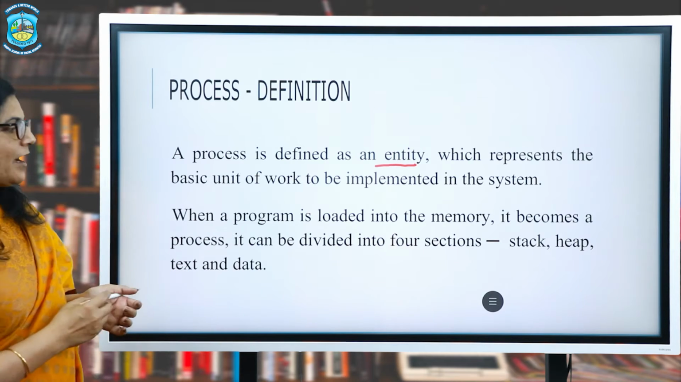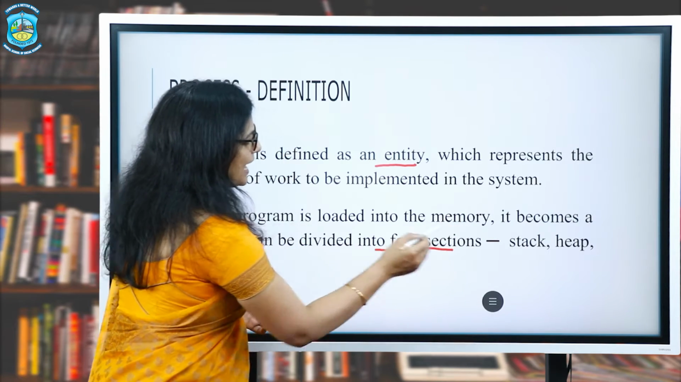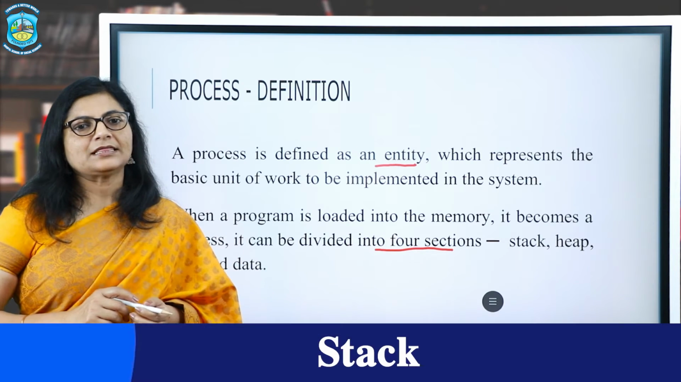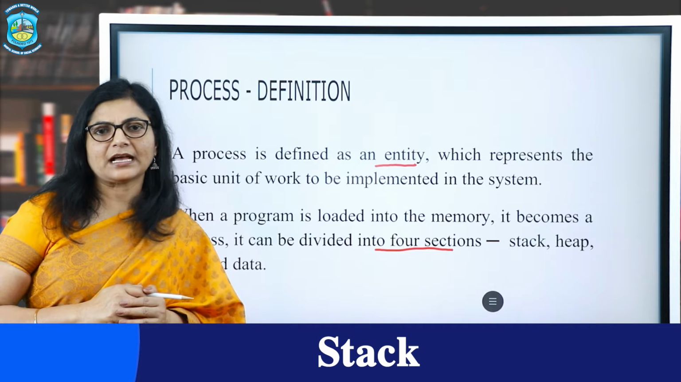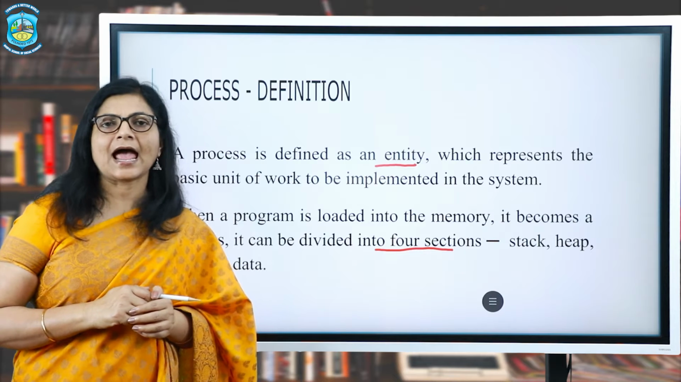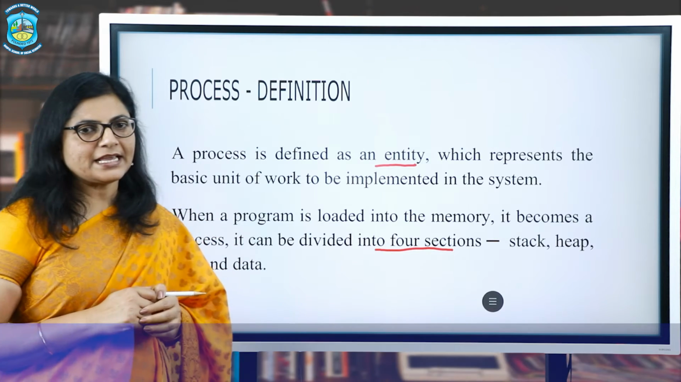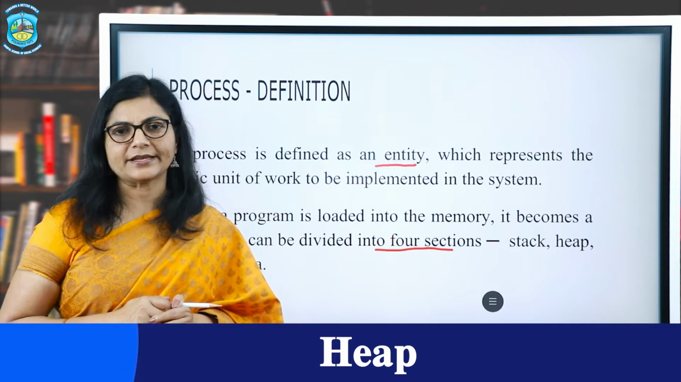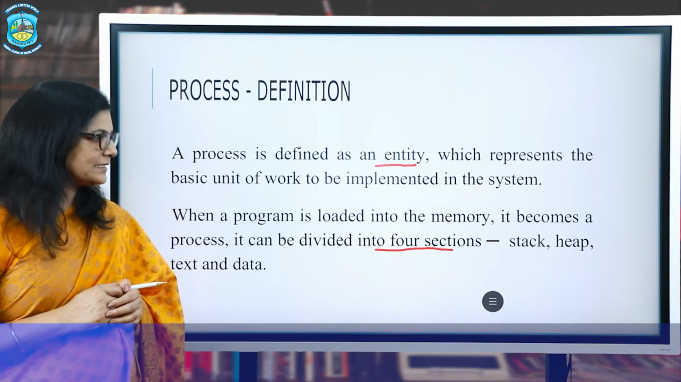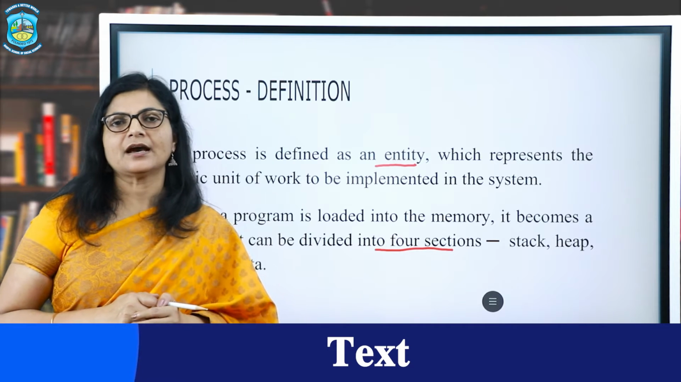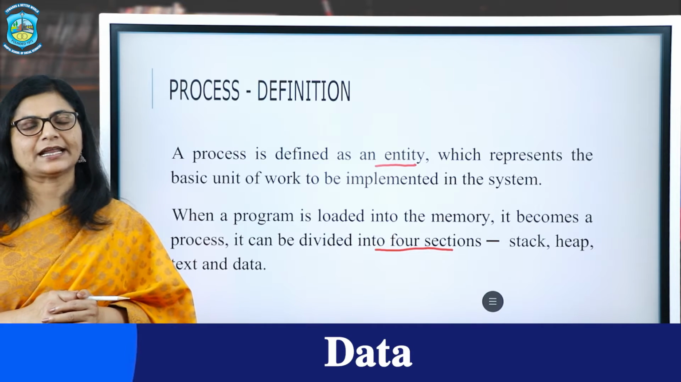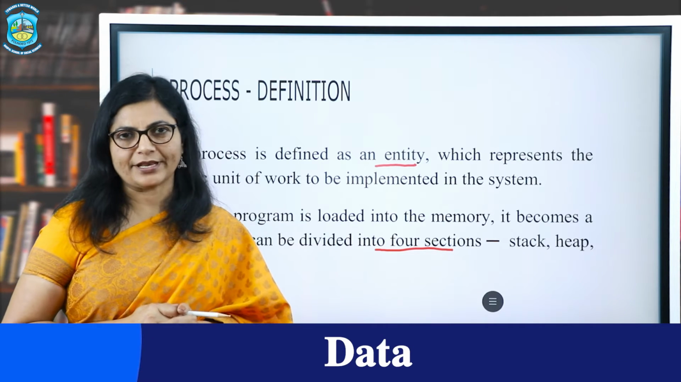Now this process can be divided into 4 sections: stack, heap, text and data. Stack: the process stack contains the temporary data such as method or function parameters, return address and local variables. Whereas heap is memory dynamically allocated to a process during its runtime. And the text includes the current activity represented by the value of program counter, and the data section contains the global and static variables.